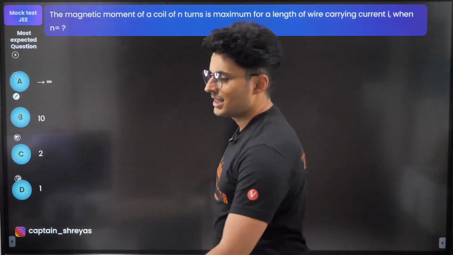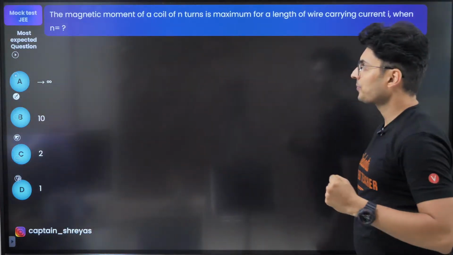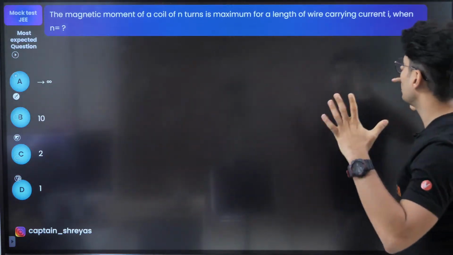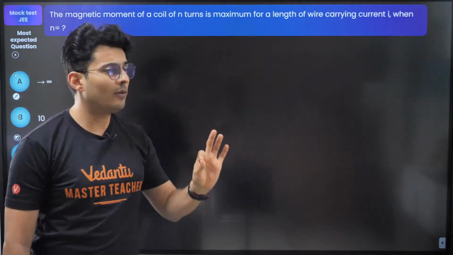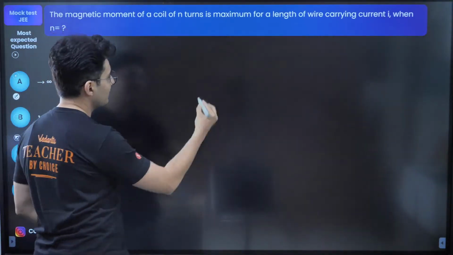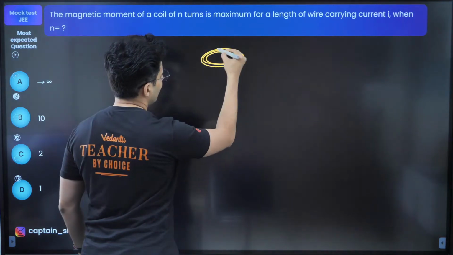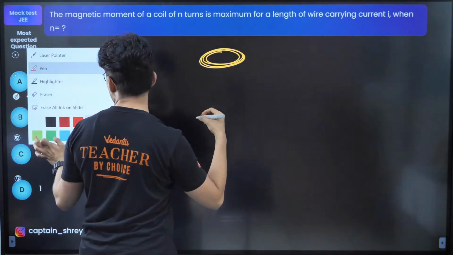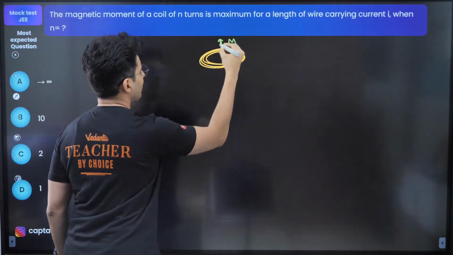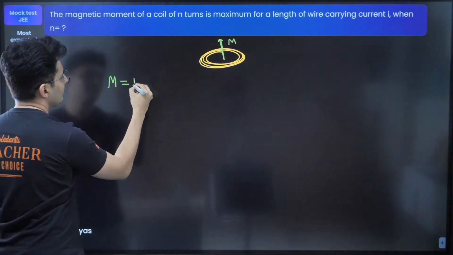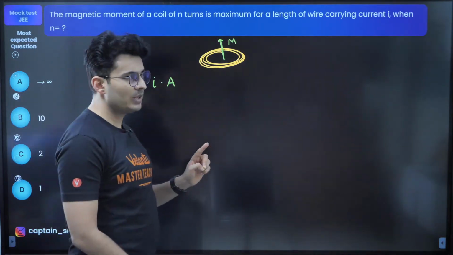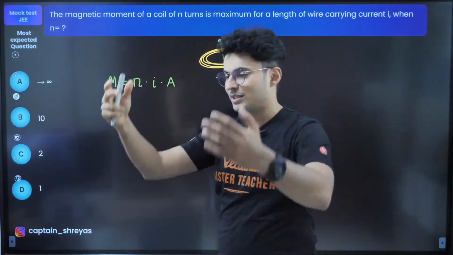Moving on. Next question. The magnetic moment of a coil of n turns is maximum for a given length of wire carrying current if the value of n, how many turns should be there so that the magnetic moment is maximum? So imagine you have a coil having n number of turns. It produces its magnetic moment like this, and the magnetic moment is given by number of turns into current into area. So how many turns should be there so that the magnetic moment is maximum?